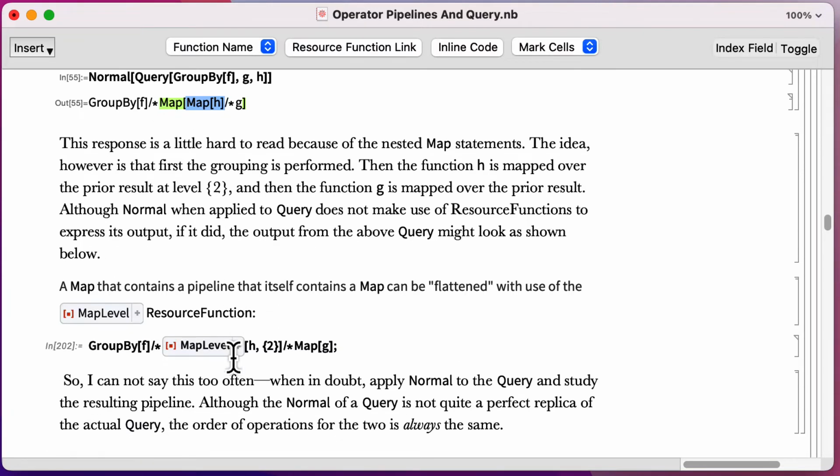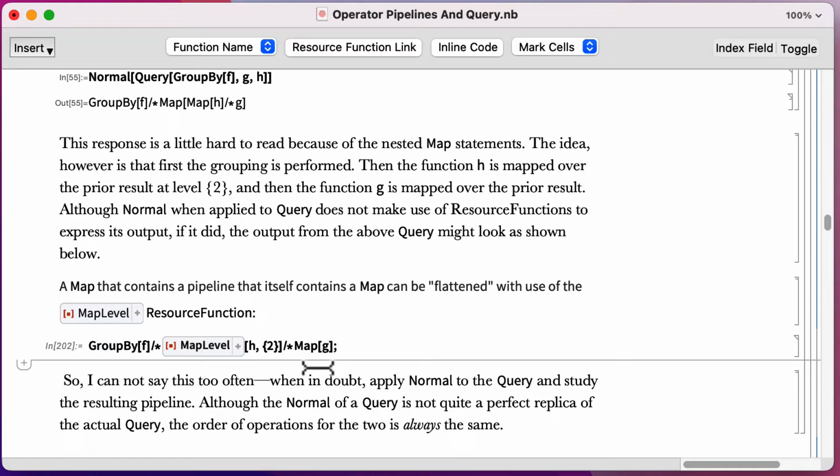And so I think it would be very nice to rewrite this in the following way, making use of the map level operator that I mentioned earlier in the video. First, we're going to group by F, then we're going to map H at level 2 over the outcome of F, and then third, we're going to map G over the outcome from having mapped at level 2.